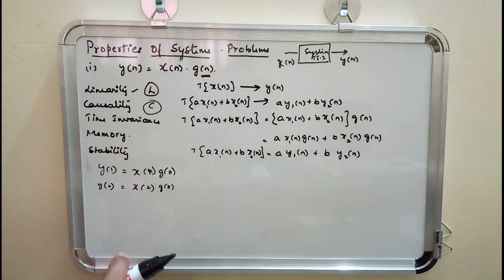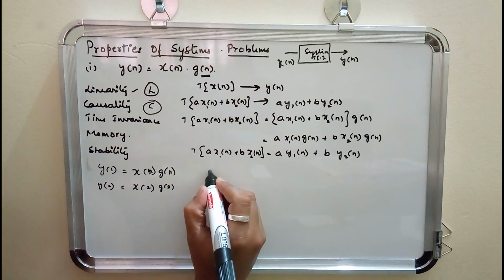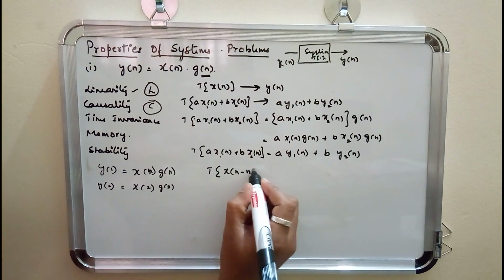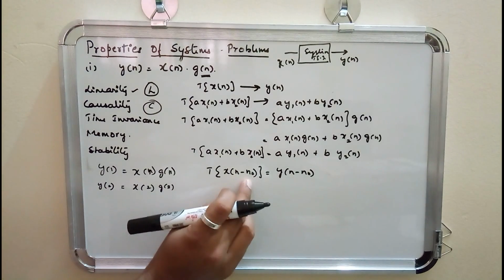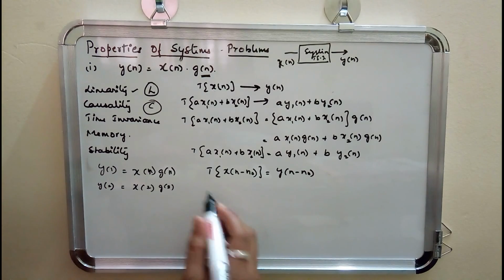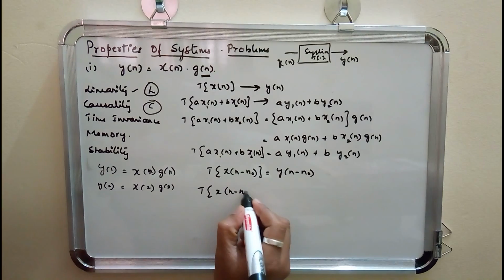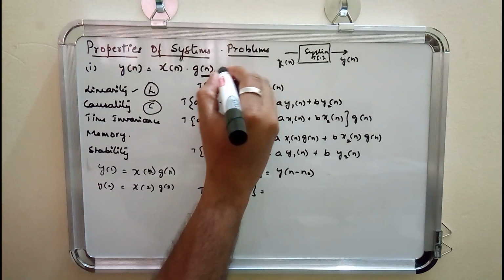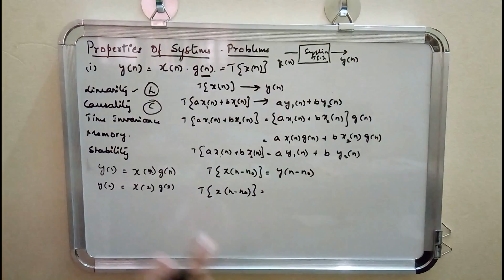Now time invariance. The property of time invariance is that a transformation on x of n minus n naught should give us y of n minus n naught. That is, a shift in the input should result in the same shift in the output. Now what is the transformation on x of n minus n naught? See, this relationship can be written as a transformation on x of n, because y of n is the transformation on x of n.